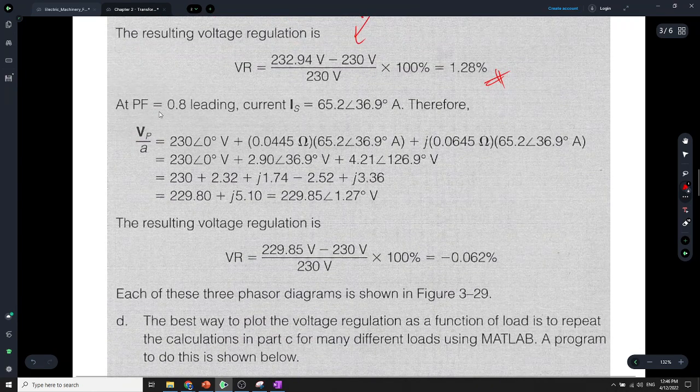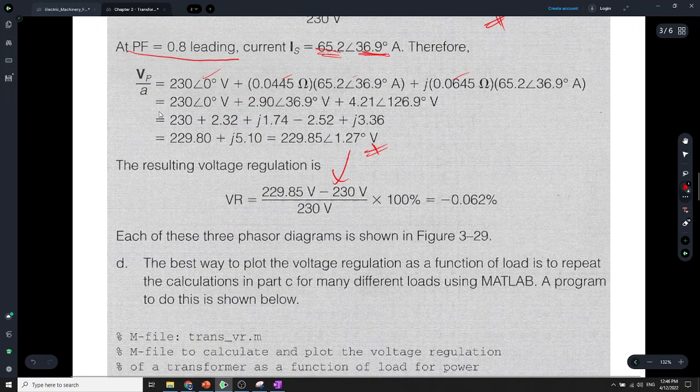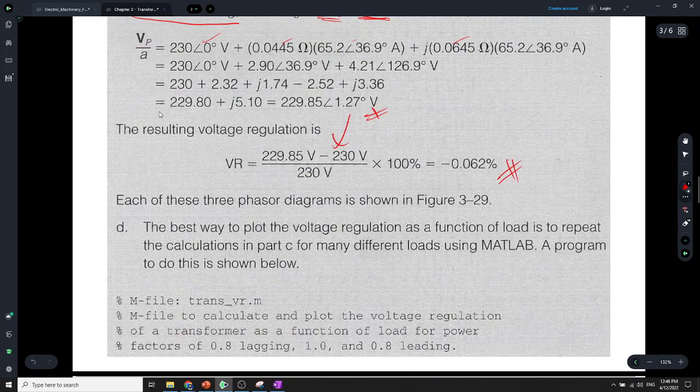And then they say calculate the voltage regulation at power factor 0.8 leading. Same equation, we just put the angle for the I here, and then put everything again, and we will get the Vp over a, and then we calculate the voltage regulation. And we can see that when leading, the value becomes negative.